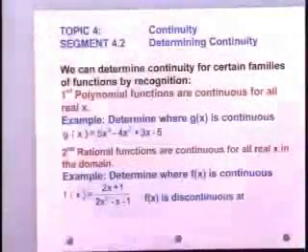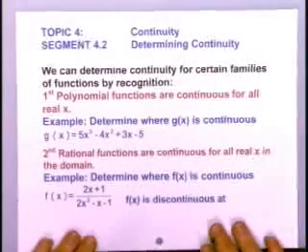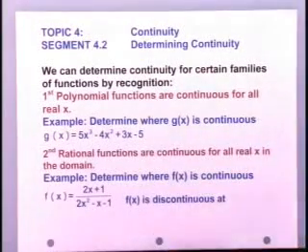This is topic 4 on continuity and segment 4.2 on determining continuity. We can determine continuity for certain families of functions by recognition. We're going to look at 5 examples.